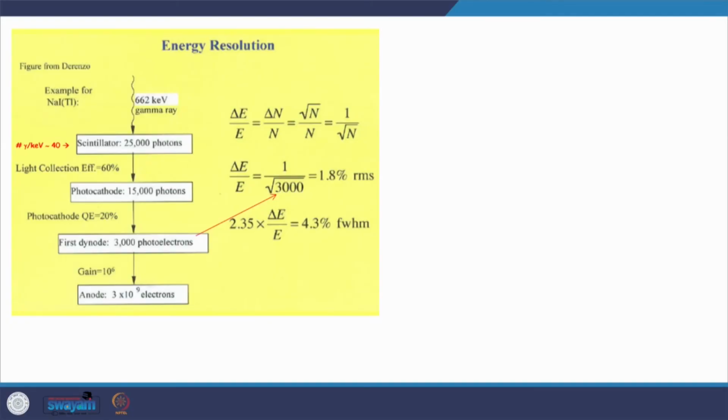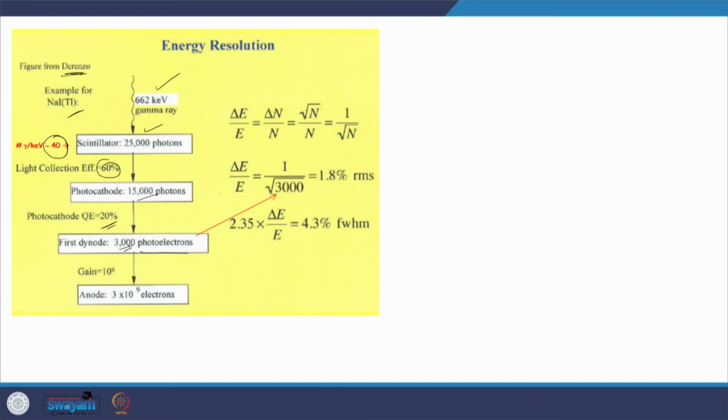Okay. Let me give you one simple example regarding the energy resolution, which is the first property I mentioned in the previous slide. It has been taken from the notes of Derenzo. So, you can see here an example for sodium iodide. If you consider a 662 keV gamma ray, it will emit about 25,000 photons, considering 40 per keV, okay. If the light collection efficiency is 60%, then so many photons will reach the photocathode, and if the photocathode quantum efficiency is 20%, then how many photoelectrons are emitted?